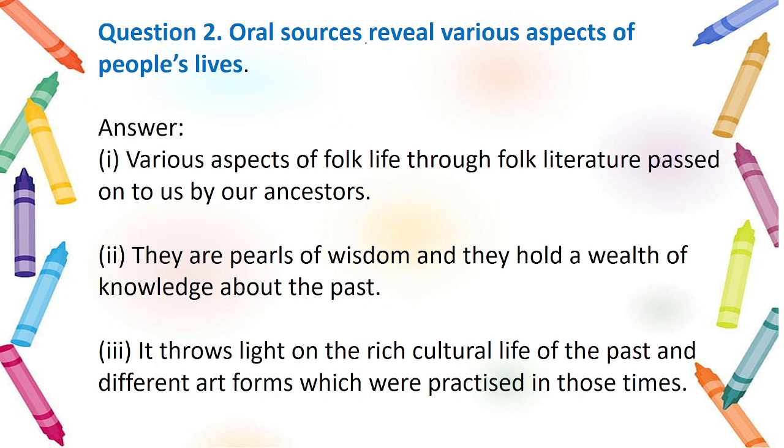Then second question, oral sources reveal various aspects of people's lives. The answer: first one, various aspects of folk life through folk literature passed on to us by our ancestors. Then second point, they are pearls of wisdom and they hold a wealth of knowledge about the past. Then third point, it throws light on the rich cultural life of the past and different art forms which were practiced in those times.